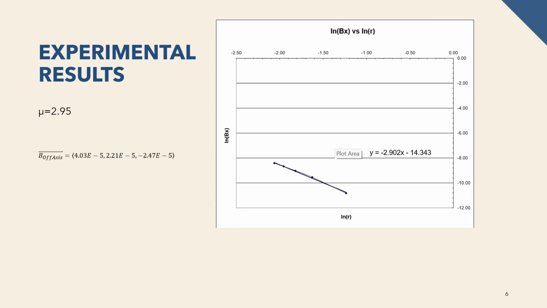Also, using our calculations from the actual experiment, we know that the B of the off-axis magnetic field is 4.03 × 10^-5 in the x direction, 2.21 × 10^-5 in the y direction, and -2.47 × 10^-5 in the z direction.